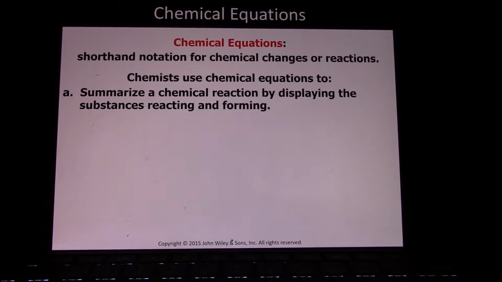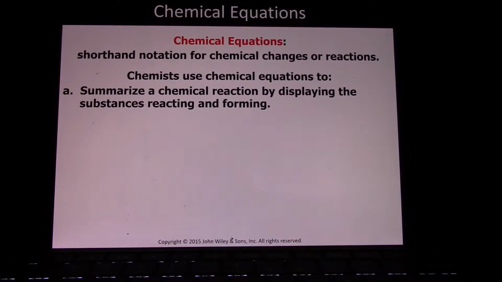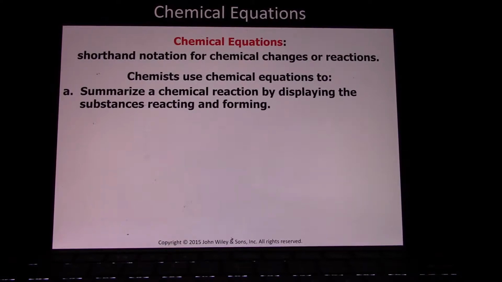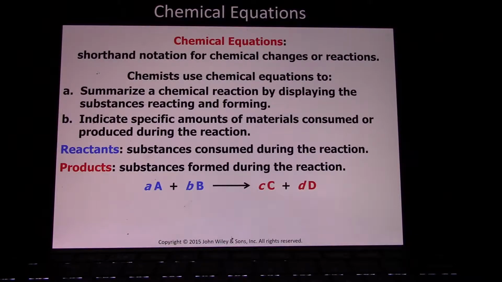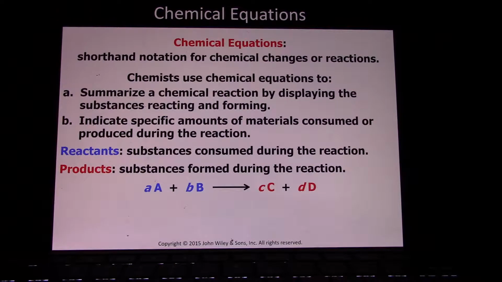So chemical equations are shorthand notation that chemists use to write down what happens in a chemical reaction. And it's useful because it's universal. All chemists write chemical reactions in the exact same way, regardless of what language they speak or what alphabet they use, because everyone uses the exact same symbols on the periodic table.